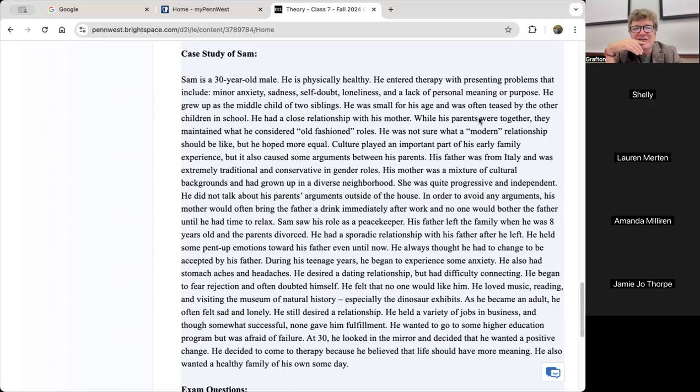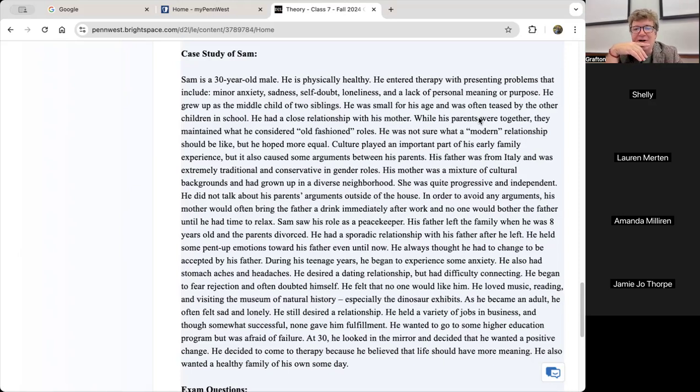He had a close relationship with his mother while his parents were together. They maintained what he considered old-fashioned roles. He was not sure what a modern relationship should be like, but he hoped more equal. Culture played an important role in his early family experience, but it also caused some arguments between his parents. His father was from Italy, was extremely traditional and conservative in gender roles. His mother was a mixture of cultural backgrounds and had grown up in a diverse neighborhood. She was quite progressive and independent.